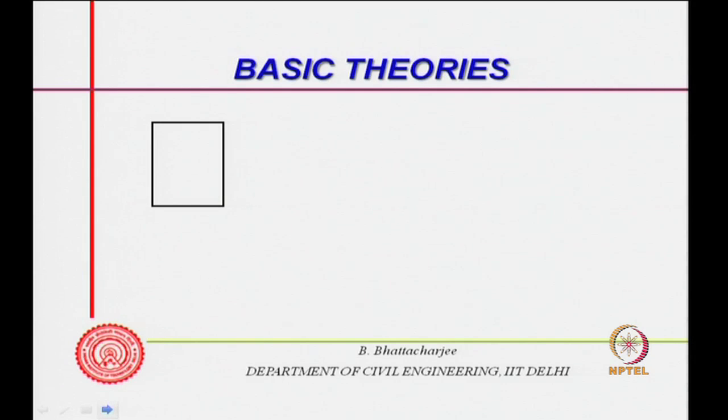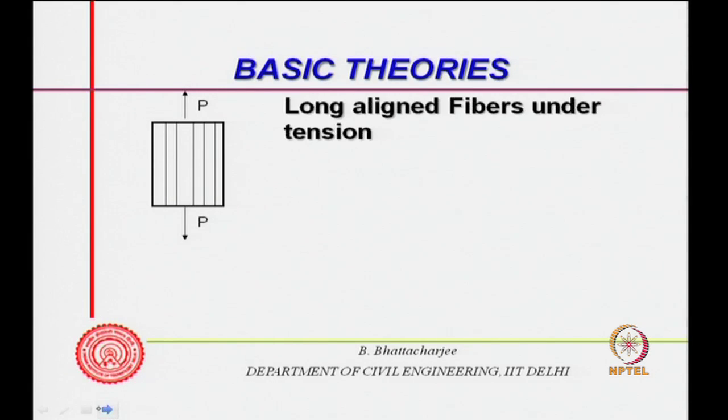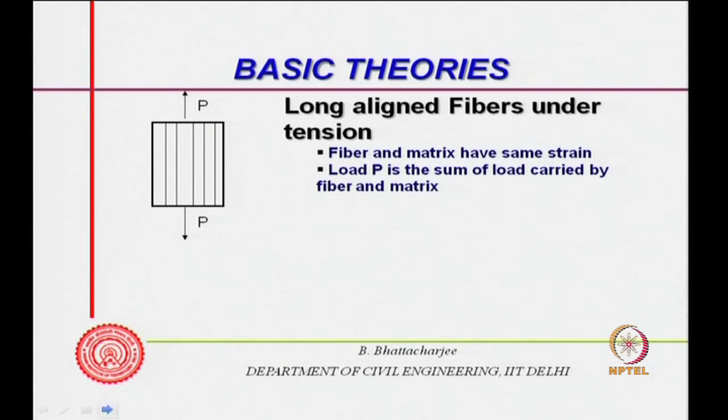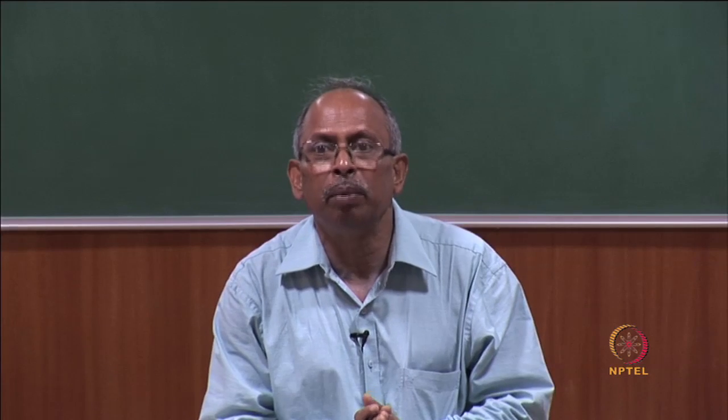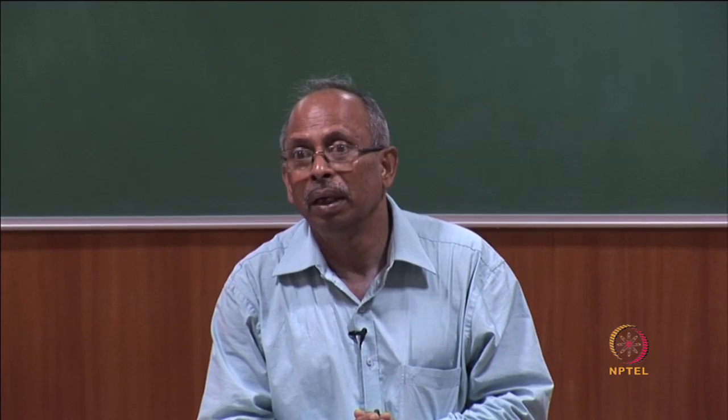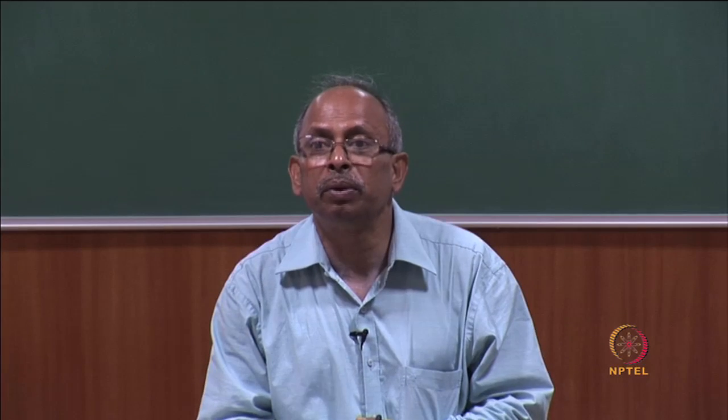We said that let us take a small element of fiber concrete. So, I have got fiber where I apply the load along the direction of the fiber, and the fibers are all continuous. P is the load I am applying. Long aligned fibers under tension that we can look into. So, delta L let us say is the length of the small element. Fiber and matrix will have the same strain, because we are assuming that there is the right kind of bond between the fiber and the matrix. Therefore, fiber and matrix have the same strain.